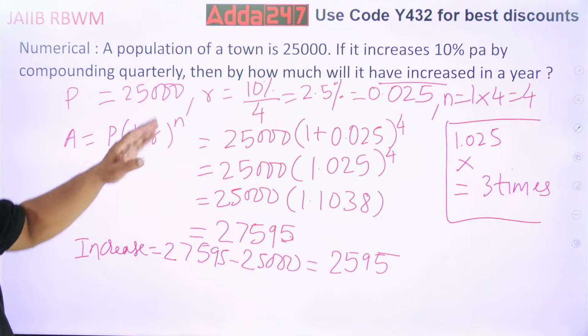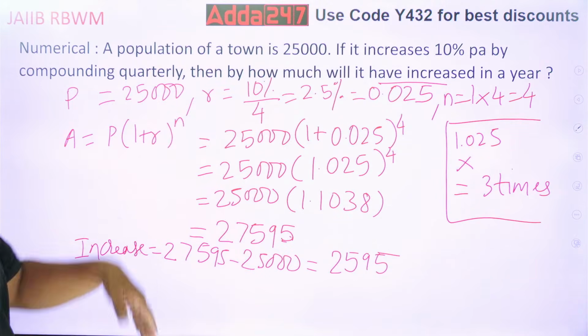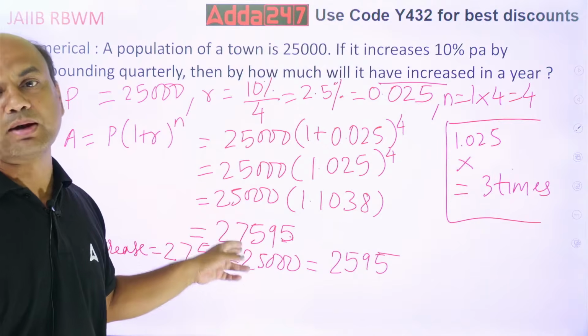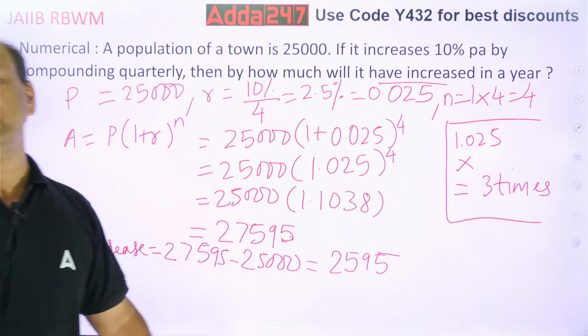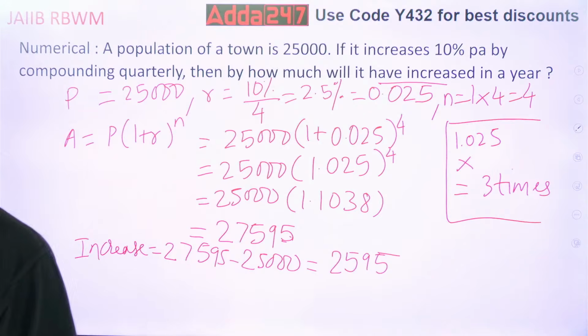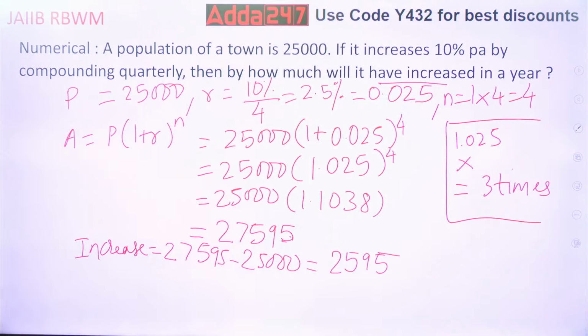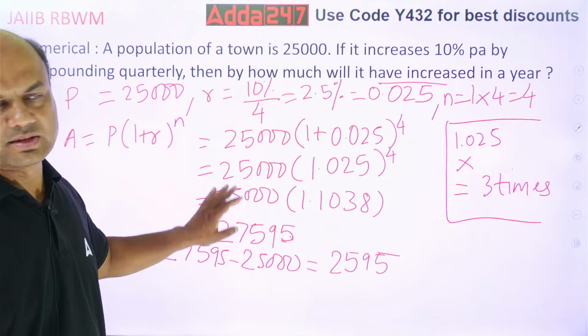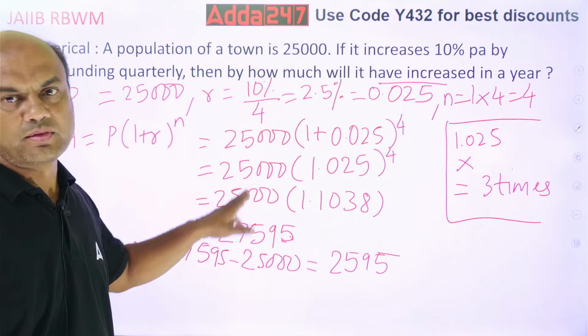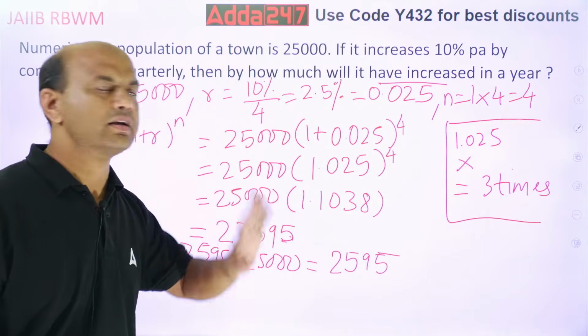So how much will it have increased? The increase is 27,595 minus 25,000, so 2595 is the increase. What is asked is important: increase or final. If they ask you the final population, then 27,595 is right. If they ask you the increase, then 2595 is right.